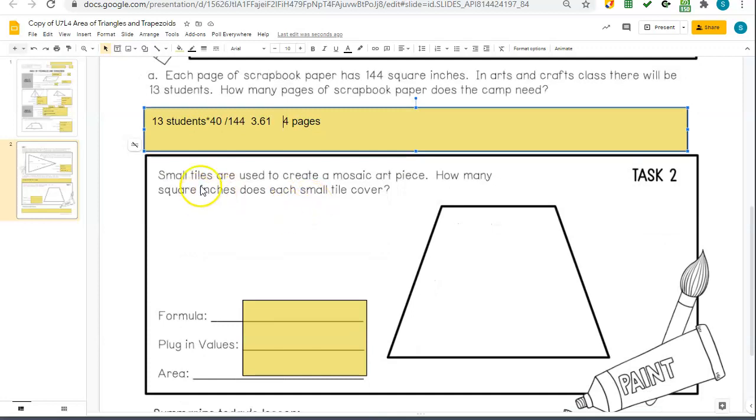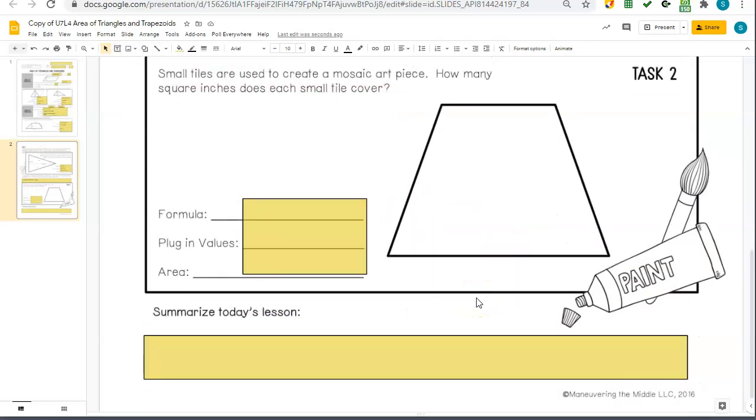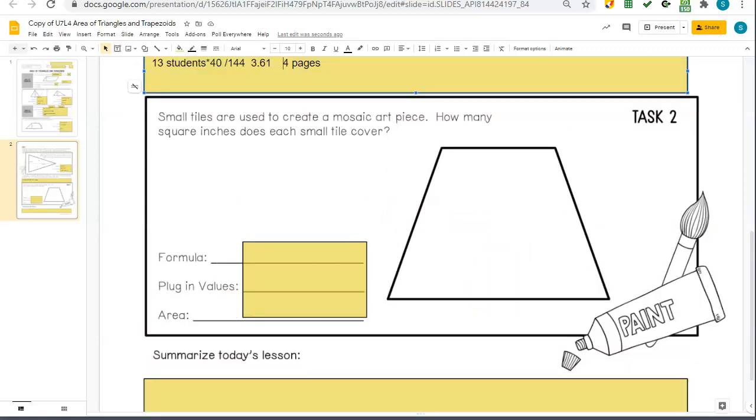Okay, now, smaller tiles are used to create mosaic art pieces. How many square inches does each small tile cover? So we want to know, what is the area of this shape? I'm going to give you some dimensions here, but first, what is the formula for the area of a trapezoid?